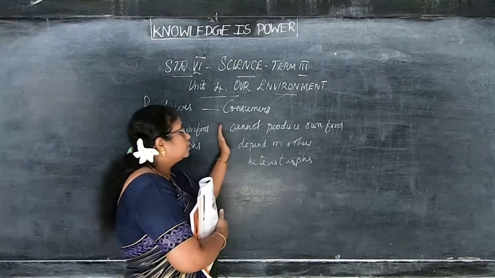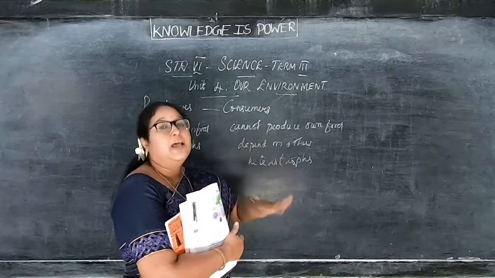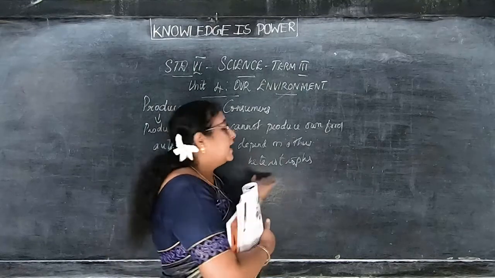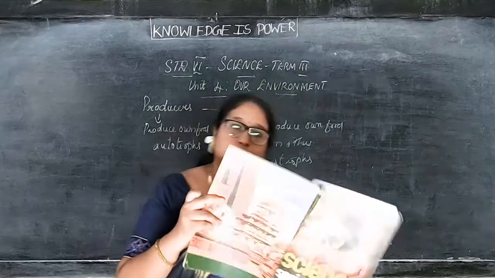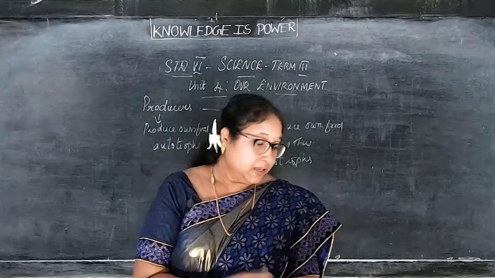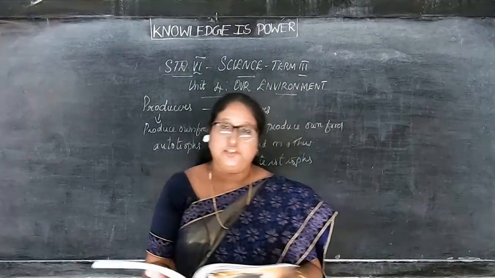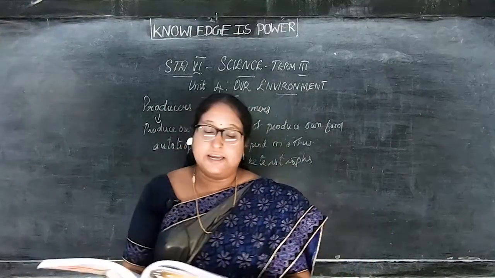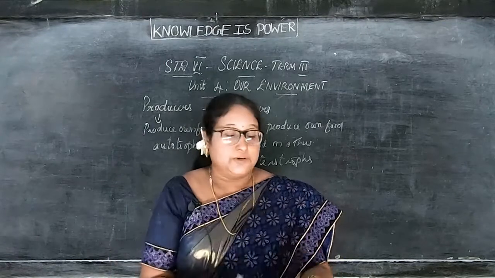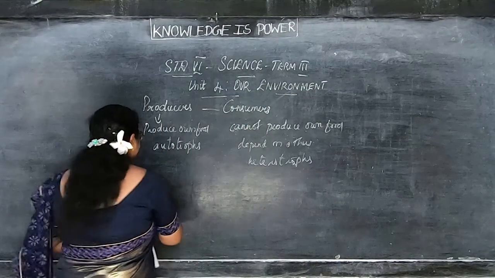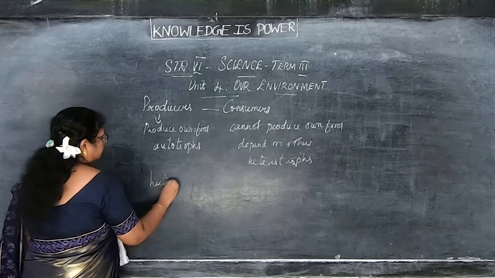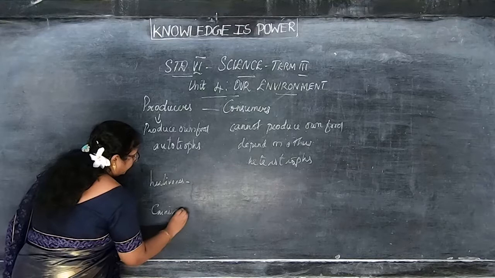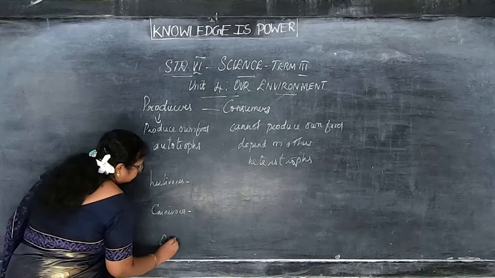Now next we'll go to the consumers. Those who cannot produce their own food and who depend on other organisms for food are called consumers, and they are also called heterotrophs. Then there are many types of consumers, and we can classify them into groups depending on the food they consume. That is herbivores, carnivores, and omnivores.